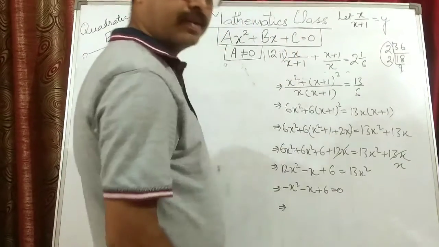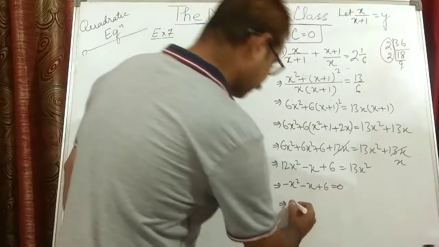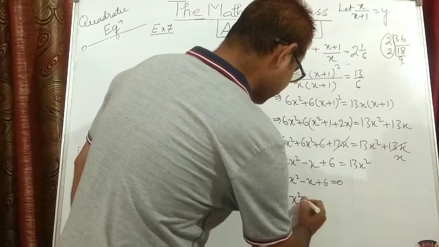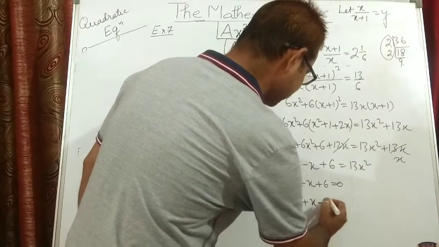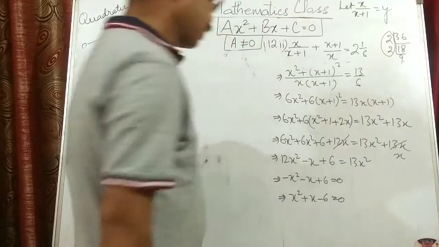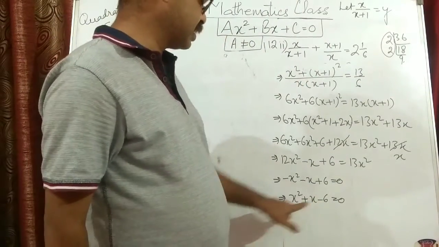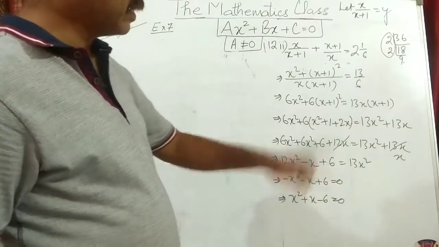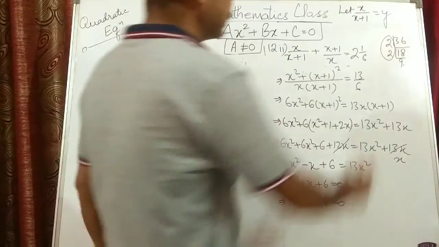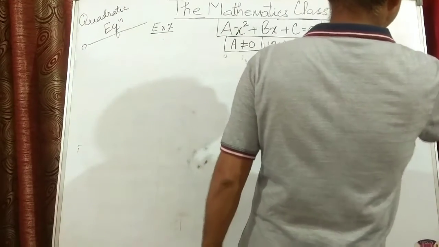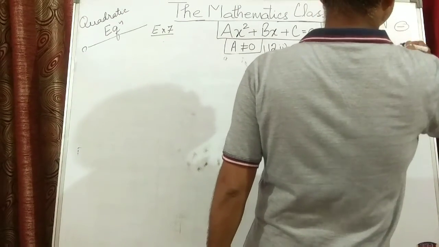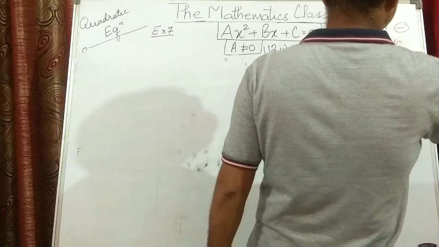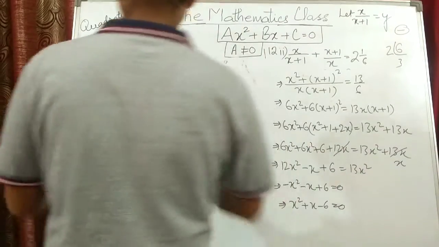Divide the whole equation by minus 1, you will get x square plus x minus 6 is equal to 0. Now c is minus 6, a is 1. So the product ac will be minus 6. So minus, I am taking somewhere else, and 6. 6 means 2 times 3 is 6. 3 minus 2 is 1.